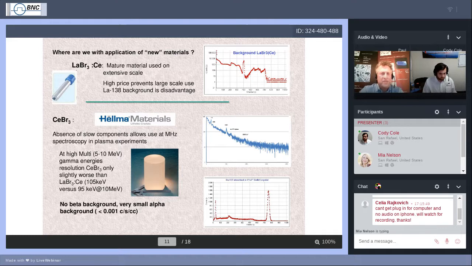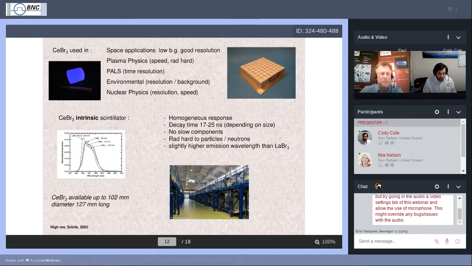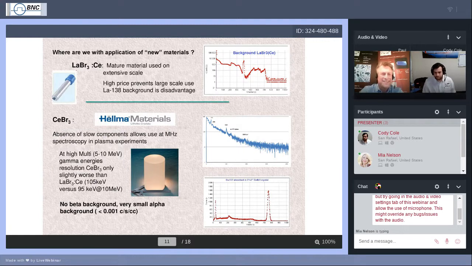Cerium bromide, that was developed sometime later, doesn't have this contamination of lanthanum-138, and this means that the spectrum is quite pure, and this is shown in the spectrum to the right here, where you see only some emissions of 511 keV, which is cosmics. You see a little potassium-40 from the photomultiplier tube, and there are some little lines from the aluminum, some radium. The interesting thing about cerium bromide is the absence of slow components in the spectrum, and this means you can really run a detector at megahertz count rate, for example, plasma physics experiments.